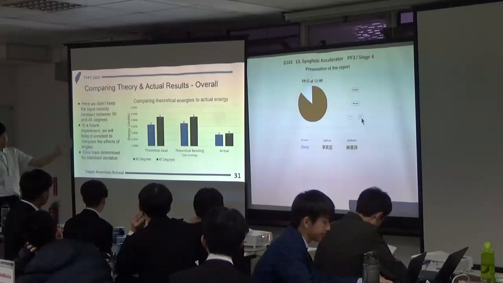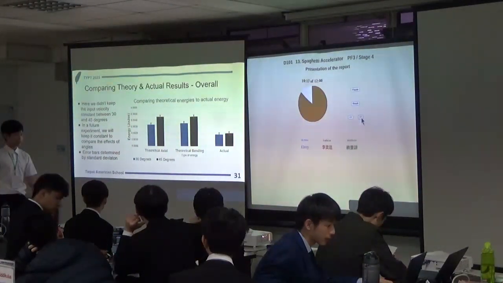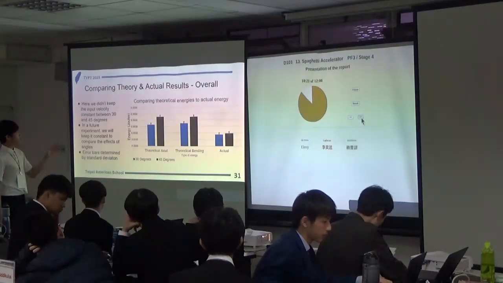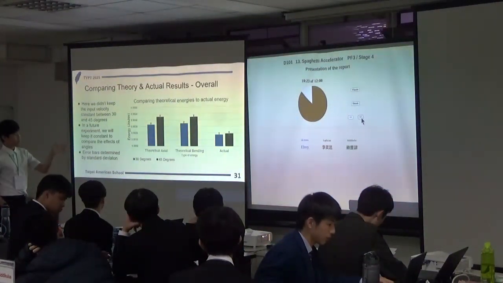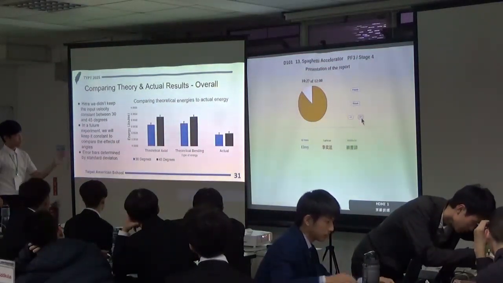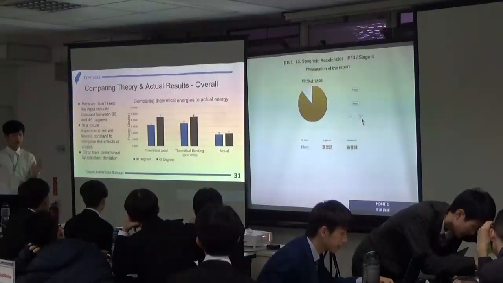These error bars that we see here are determined by the standard deviation of the energy that we got. And it's important to keep in mind here that for these two experiments, we did not keep the input velocity constant between 30 and 45 degrees. We will do that later.